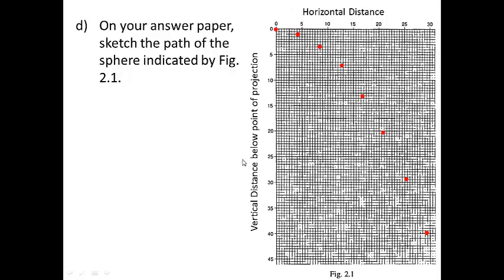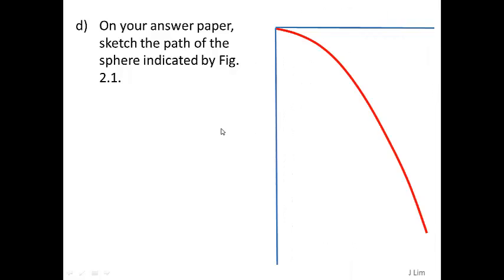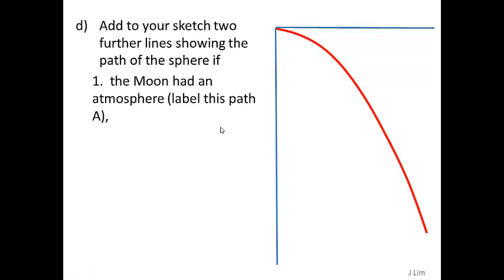On your answer paper, sketch the path of the sphere indicated by figure 2.1. So this is the path of the sphere. Add to your sketch 2 further lines showing the path of the sphere if the moon had an atmosphere. Label this path A. So this is the path. If there is an atmosphere, then the horizontal projection will be smaller because of the air resistance.